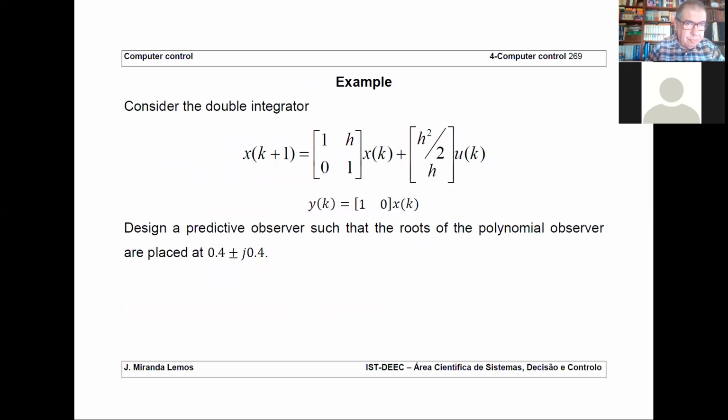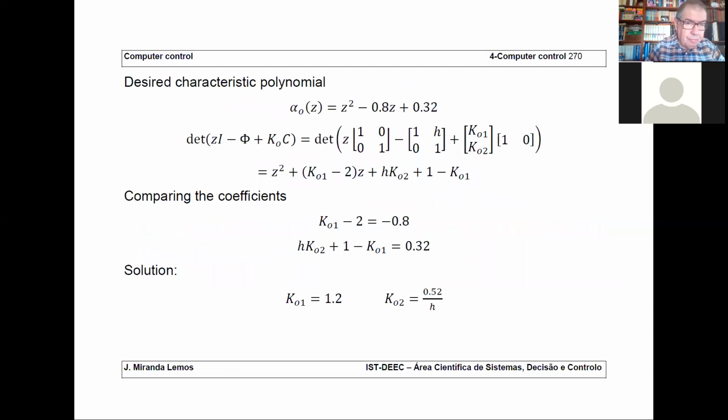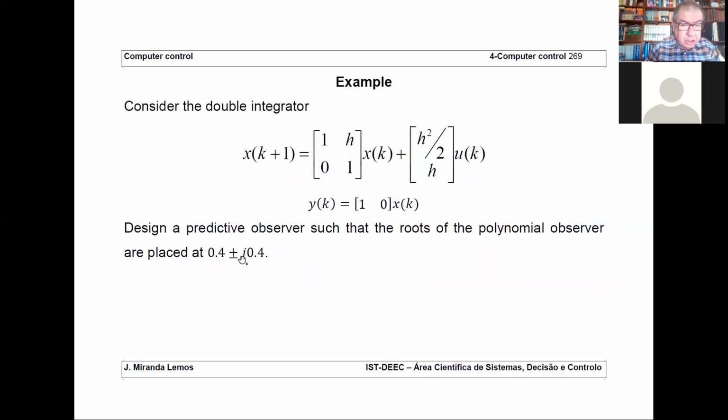Let's see one example. Consider again the double integrator that we have considered before to design the controller system. And we want to design a predictive observer such that the roots of the observer polynomial are placed at 0.4 plus or minus j 0.4. So I built a polynomial with the desired roots. So A0 of Z is the desired characteristic polynomial, and the roots are exactly, let's go to the previous slide, 0.4 plus or minus j 0.4.